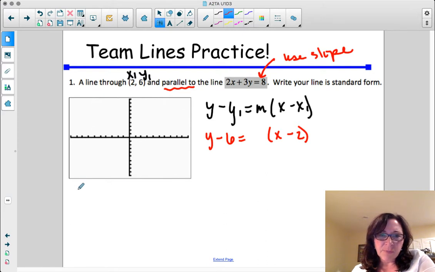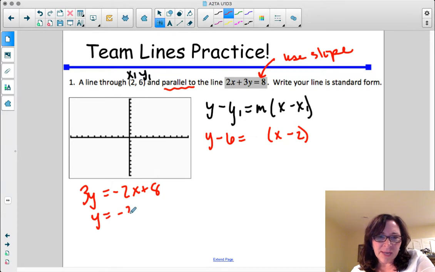So the slope, in order to find that, we're going to solve for y. We're going to go 3y equals negative 2x plus 8. And then we're going to have y equals negative 2/3 x plus 8/3. So the slope that I'm actually going to take and use in the other equation is negative 2/3.